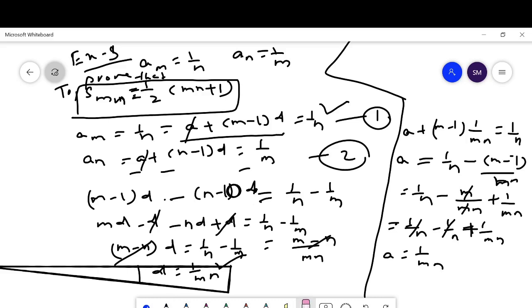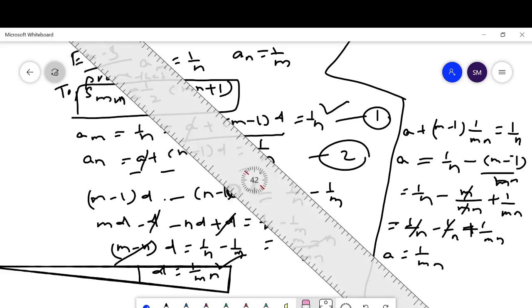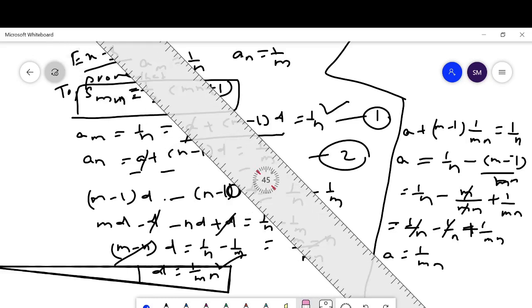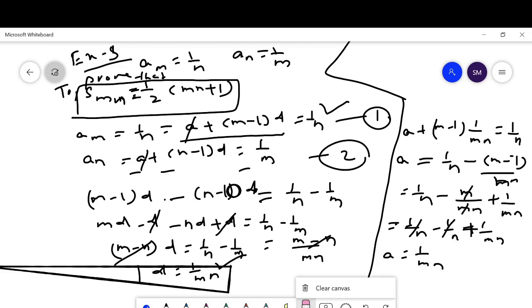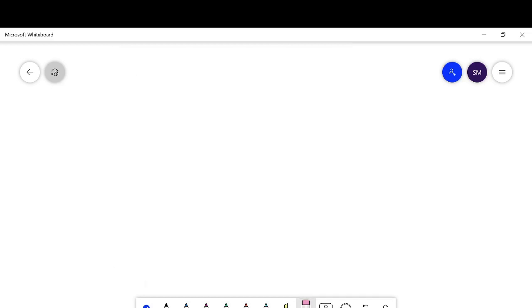I will erase it, students, please, and we'll do it on the next page. Here we get a is equal to 1 upon mn and d is equal to 1 upon mn. Then we have to find out S of mn.